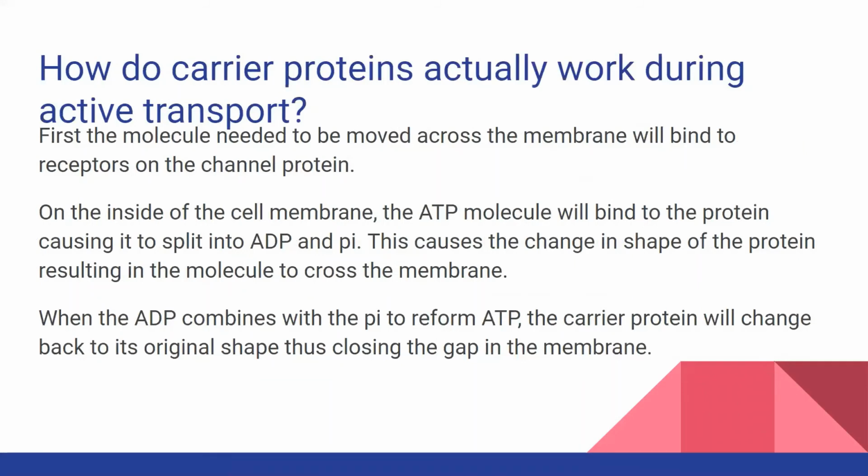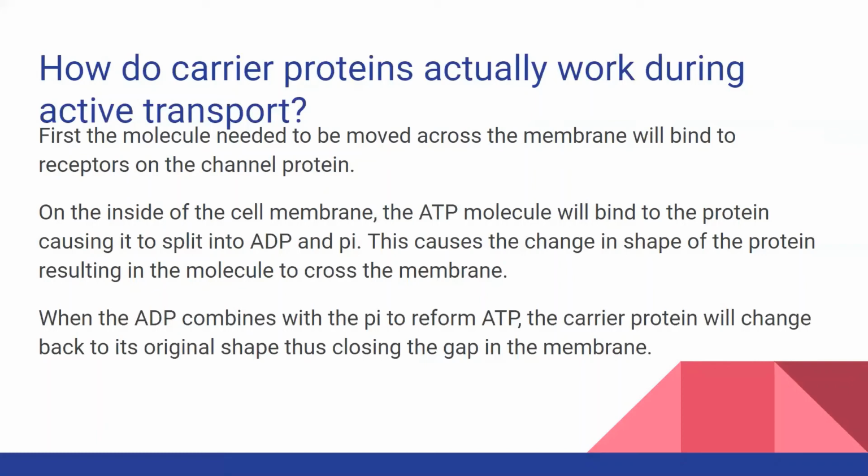It's important to understand intricate details of how carrier proteins actually work and how ATP is involved in the process. So first, the molecule needed to be moved across the membrane will bind to the receptors on the channel protein, as we said earlier. But on the inside of the cell membrane, an ATP molecule will bind to the protein, causing it to split into ADP and inorganic phosphate. This, as a result, will change the shape of the protein, resulting in the molecule to cross the membrane.